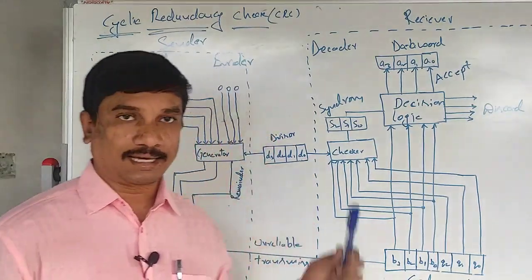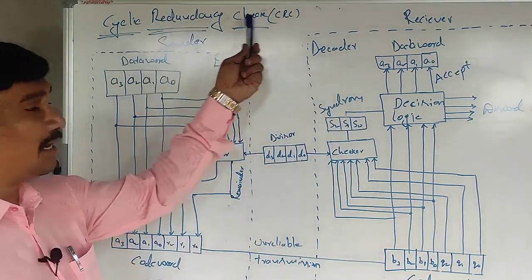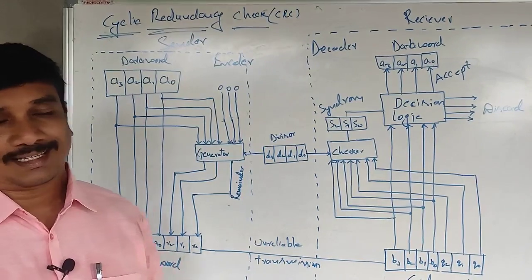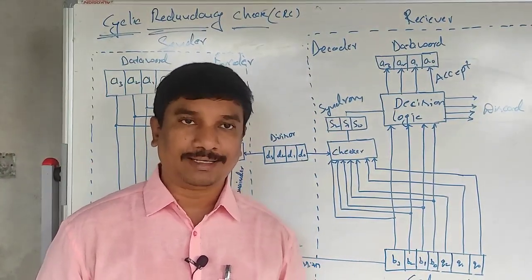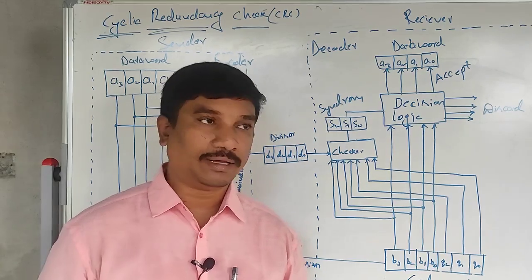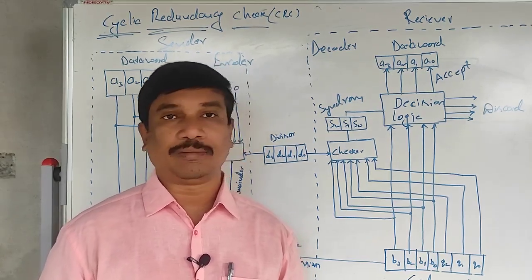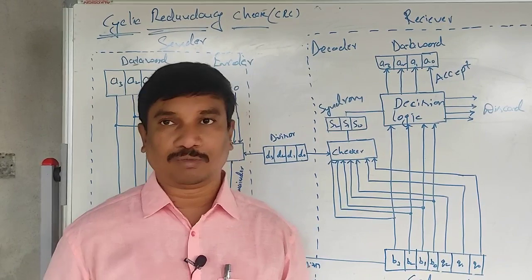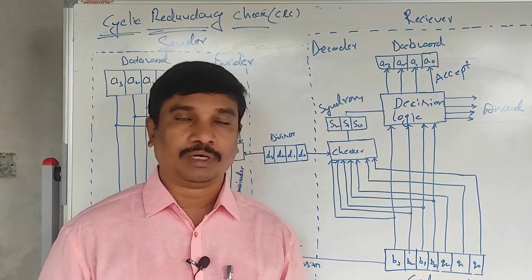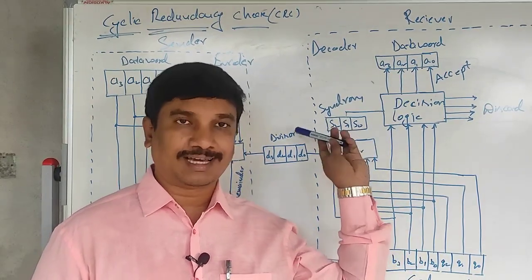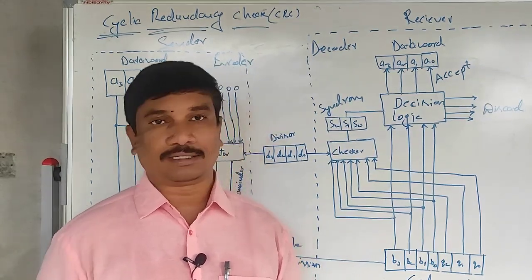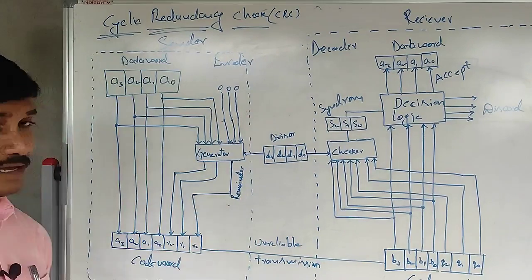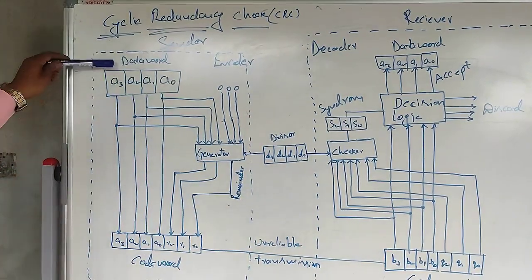Discussed on CRC, cyclic redundancy check. The CRC is an error detection mechanism. In the previous lecture we had already discussed simple parity and two-dimensional parity, and one more is checksum. After that, the CRC is one more mechanism to detect errors.